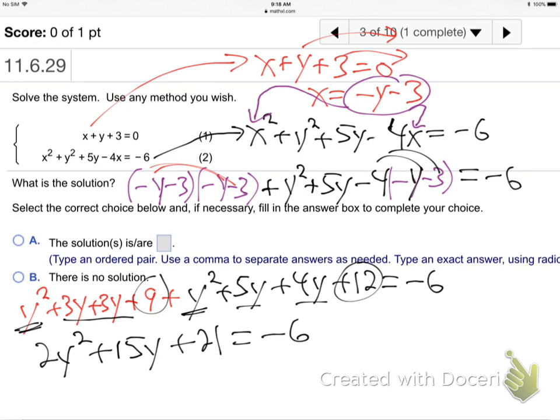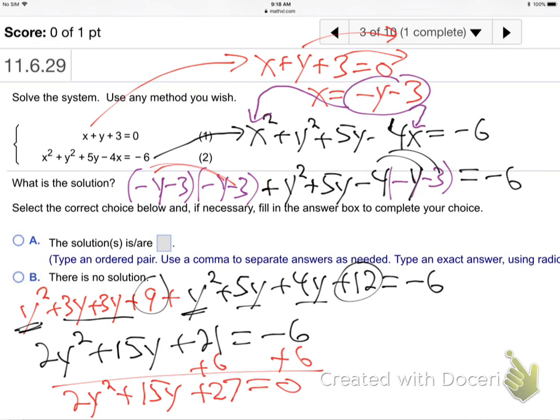Get a 0, huh? So I'm going to add 6 to both sides and get 2y squared plus 15y plus 27 is 0. Good to there, and I'll go to a fresh screen. Everybody good to there? Now you can solve by either factoring or by the quadratic formula, whichever you prefer.